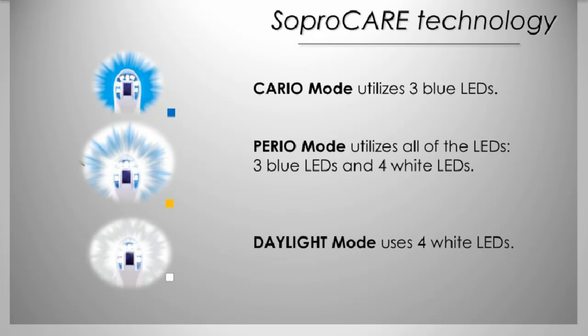When you go into perio mode, which is awesome for the hygienist in the crowd, I think you're really going to be excited about this, it utilizes all the LEDs. That's the 3 blue ones and the 4 white ones. When you're in daylight mode, all that means is it's just an intraoral camera at 110 times the magnification, and it's only using the 4 white LEDs.